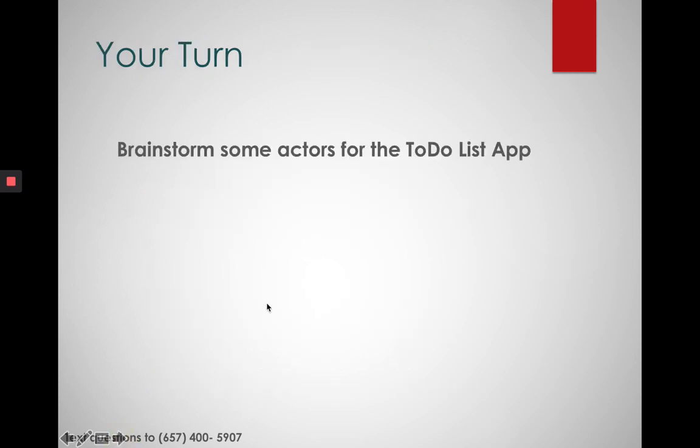Okay, now it's your turn. This is a little assignment for you to brainstorm some actors for the to-do list app. So use those questions and think about what might be some actors involved in the to-do list. Write these down and bring them to lecture on Thursday. We'll be using this in class.